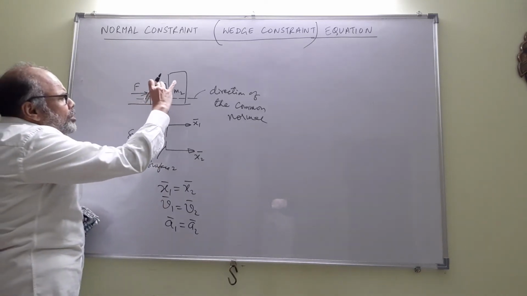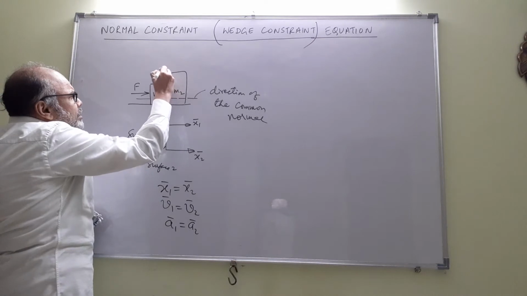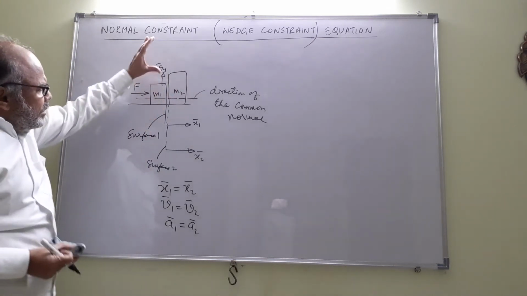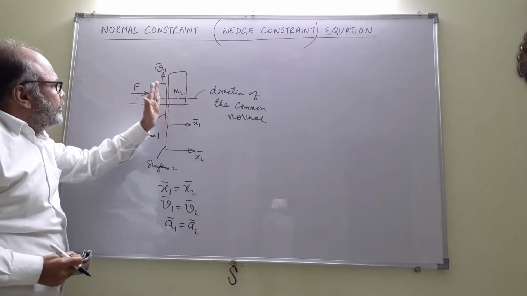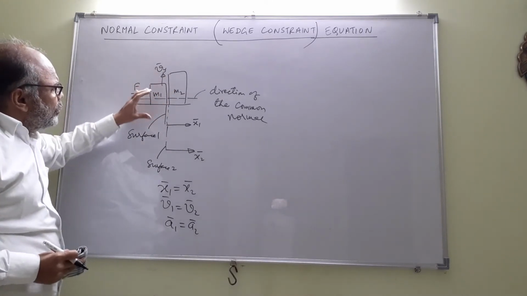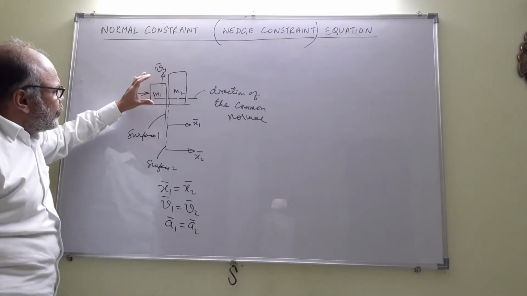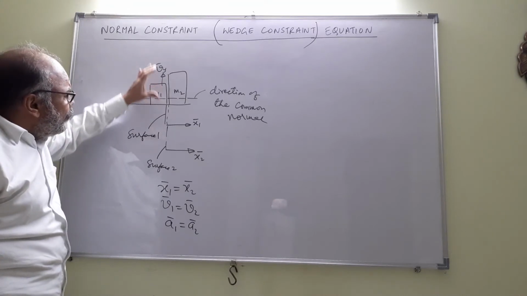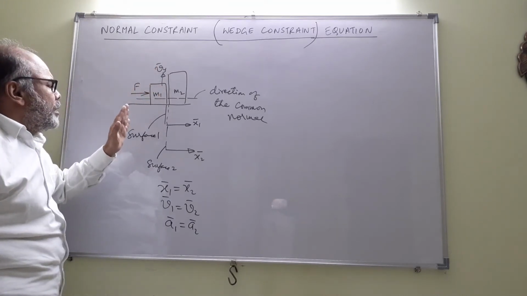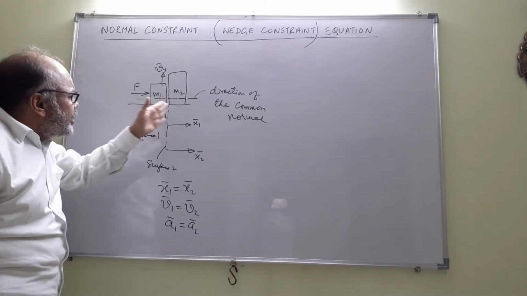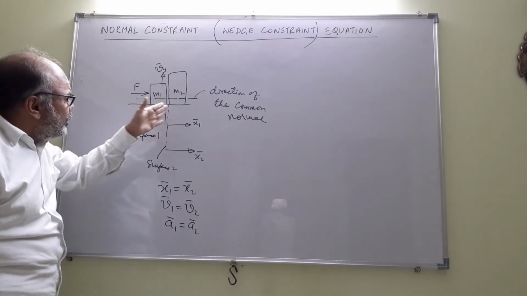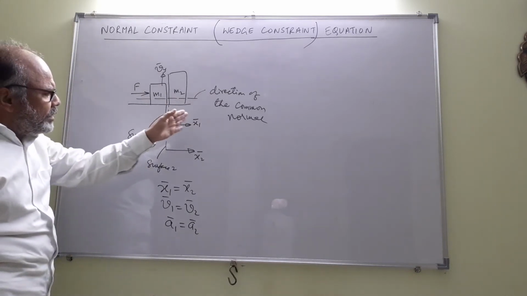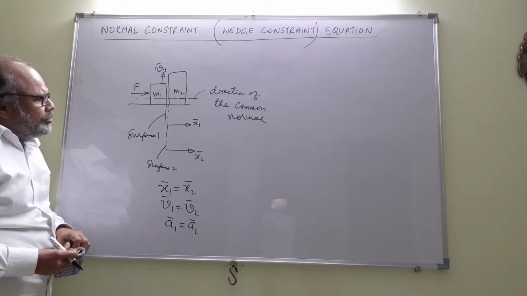Now, this body M1 can even have a vertical velocity like that. If I call that vy, it can have a vertical velocity while maintaining the contact. So there is no restriction or constraint on the motion of M1 vertically, but there is a constraint on the velocity of M1 and M2 along the direction of the normal. So that is why we call it the normal constraint.